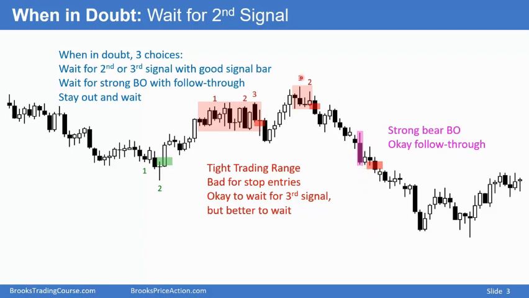A tight bear channel is unlikely to become a bull trend. The best the bulls usually can get is only a trading range. If you sell here, you can sell more higher. Trading range, you expect it to come back down.